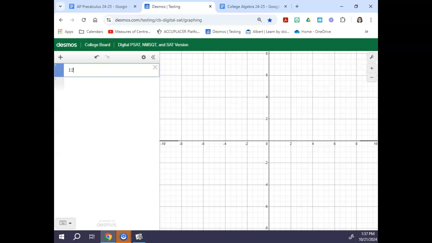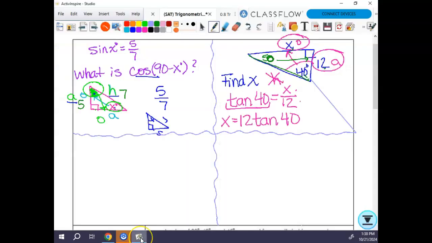All right, so 12 times. Now, I don't have to go to a special menu. I don't have to do anything fancy for trig. That was the tangent of 40. I'm literally just going to type the abbreviation for tangent, T-A-N. All right. And then I open my parentheses, type in 40. And even before I hit enter, there's my answer, 10.069.